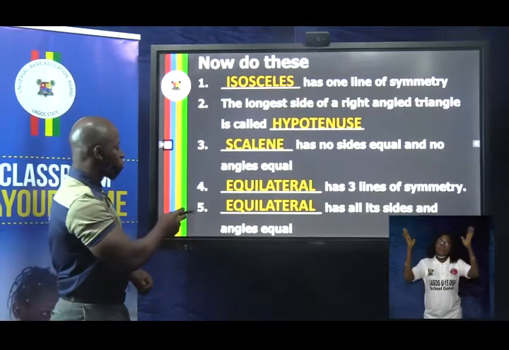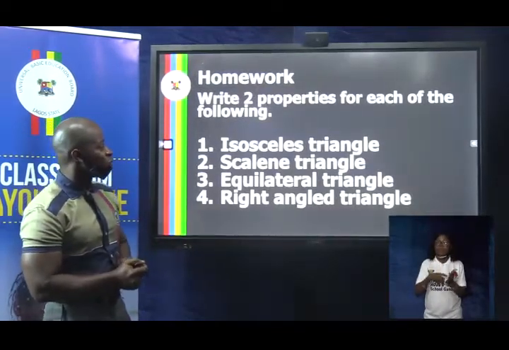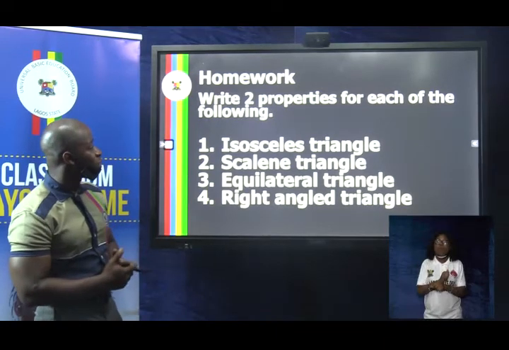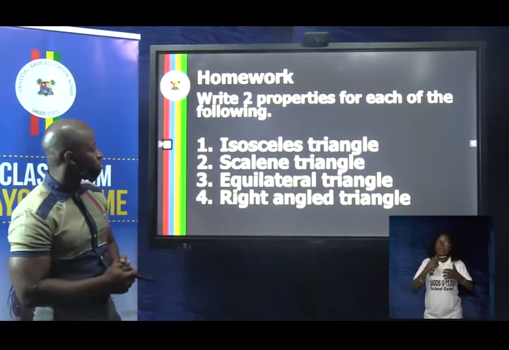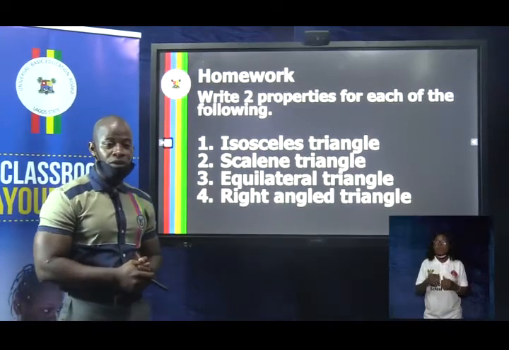Now I want you to copy this and complete them during your leisure. You have to write 2 properties for each of the following: isosceles triangle, scalene triangle, equilateral triangle, and right angled triangle.